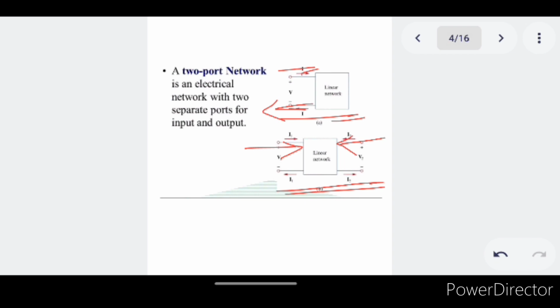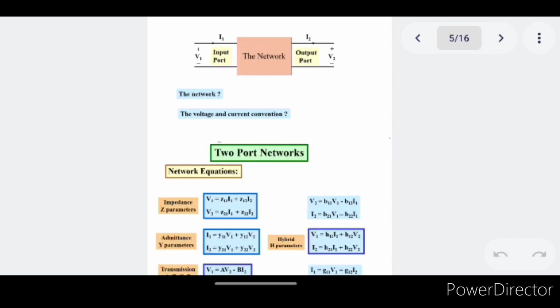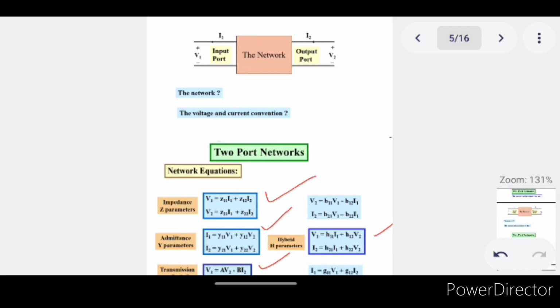Now, let us see what the parameters of the network are. The two-port network is generally classified into four types, which are Z parameters (impedance), Y parameters (admittance), transmission parameters, and hybrid parameters.